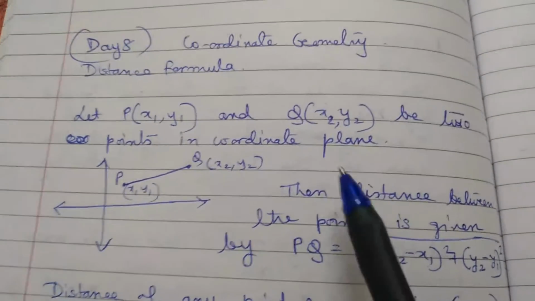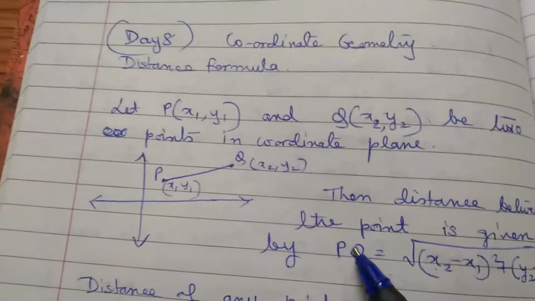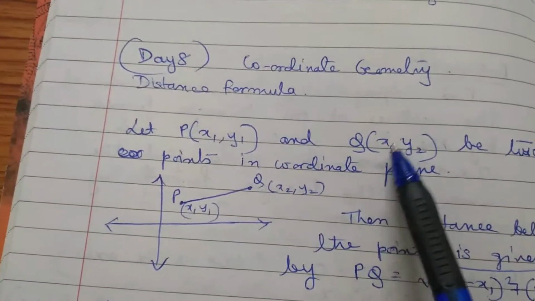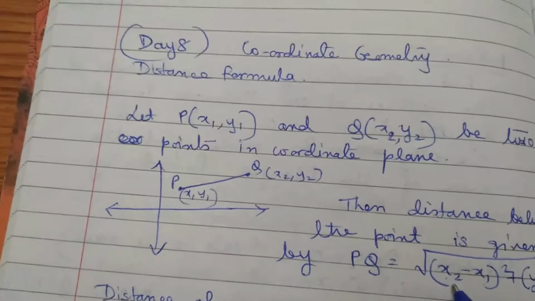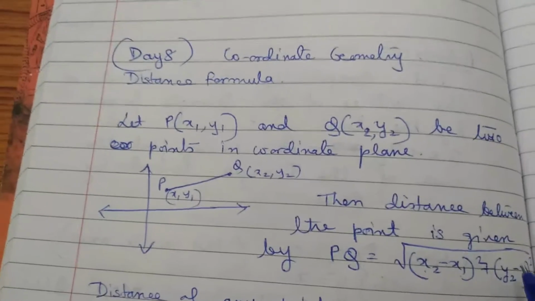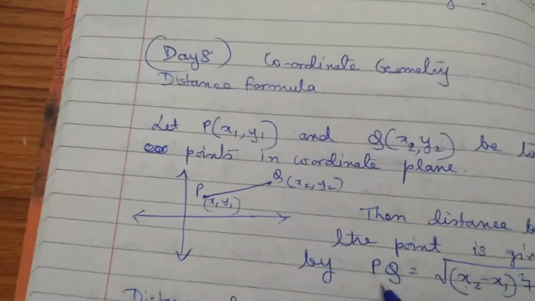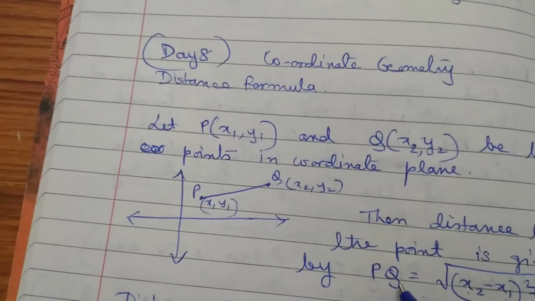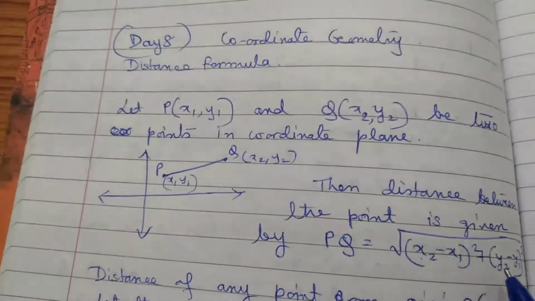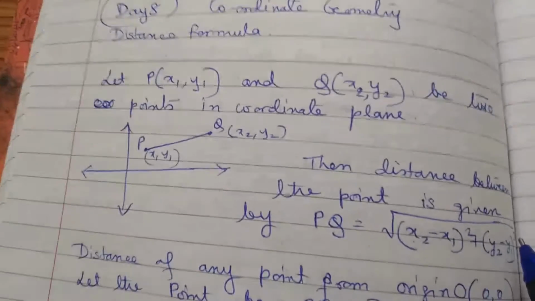Now just take a look at this. PQ, Q is coming in the second position, so this Q coordinates will come first, x2 minus x1, then the P coordinates, again y2 minus y1. So the one which you are writing at the end, those coordinates you will take at first. So (x2 minus x1) whole square plus (y2 minus y1) whole square.